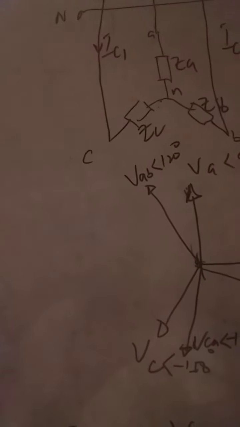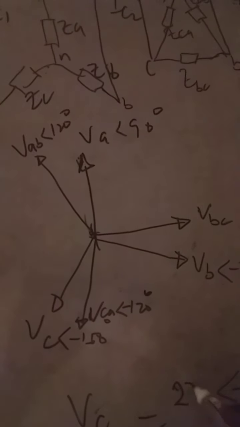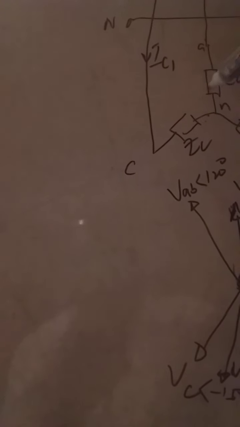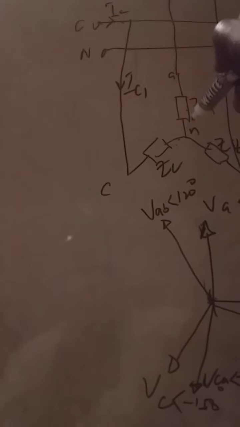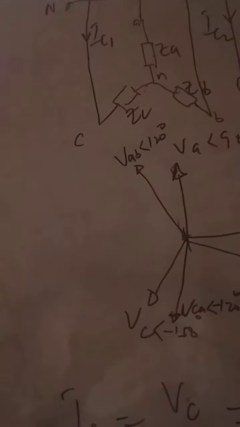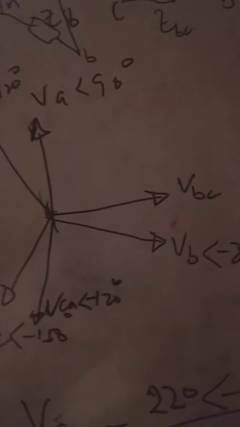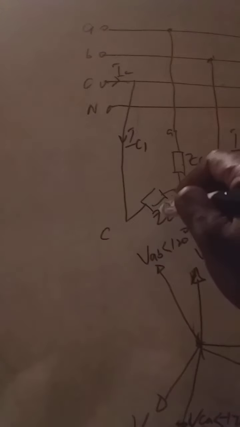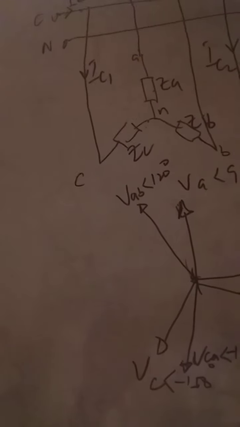So, VC is also phase voltage. So 220 at angle minus 150 divided by ZC. What is our ZC? Our ZC is given as 1.5 plus j4.5. That is the impedance of the load in the star connected system, which appears to be balanced because we have the same load in them.